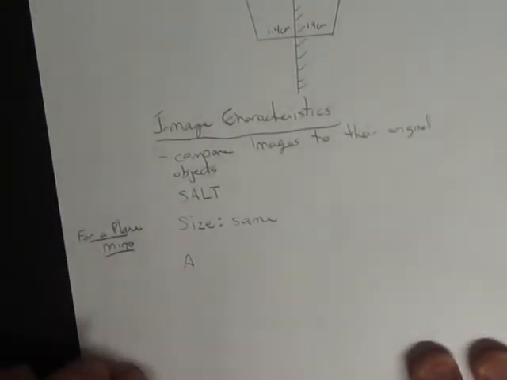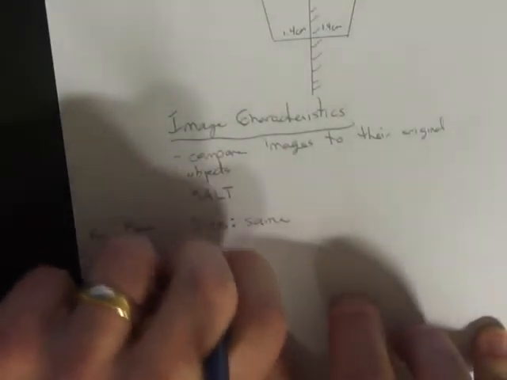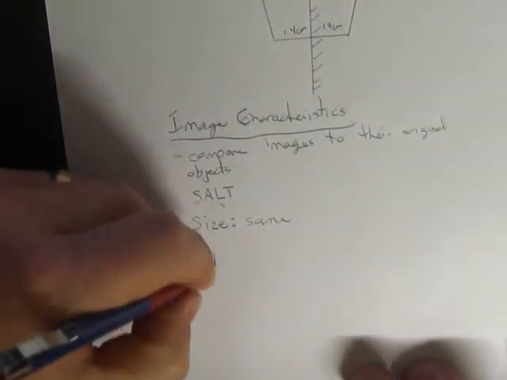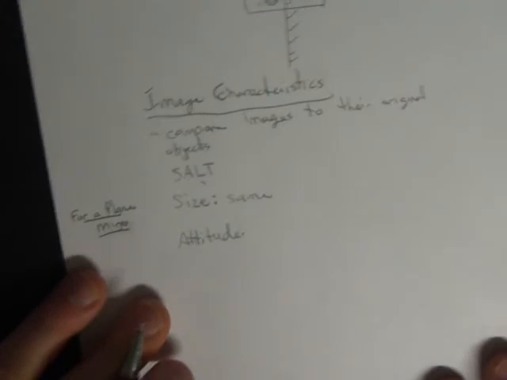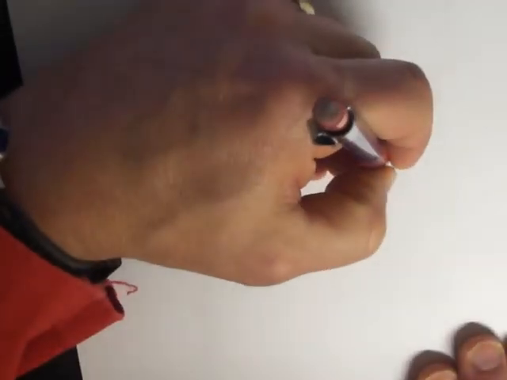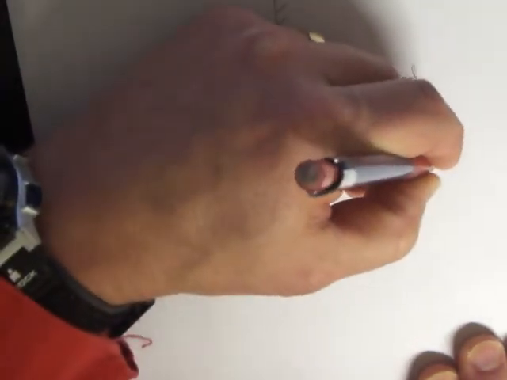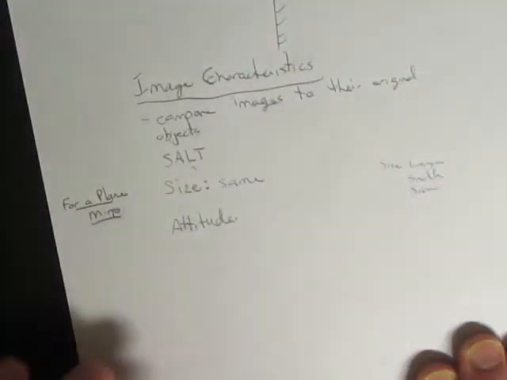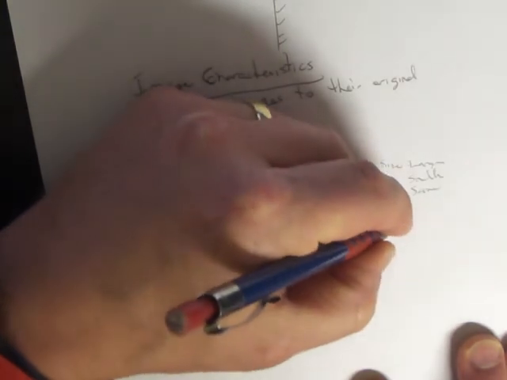A stands for attitude, and I spelt it wrong. Attitude. I'm going to put off to the side, this is for a plane mirror. So for size, it could be larger, smaller, or the same. All right? Attitude.